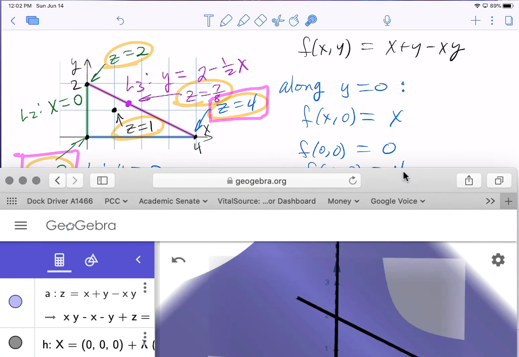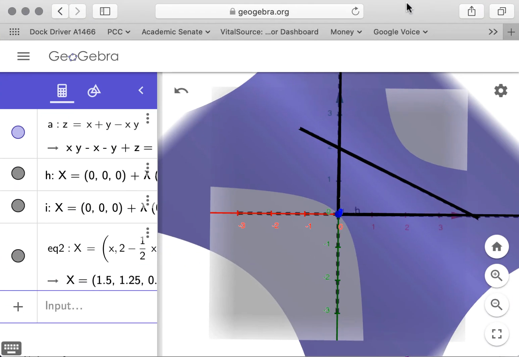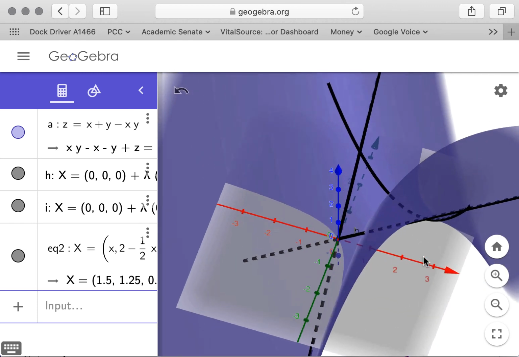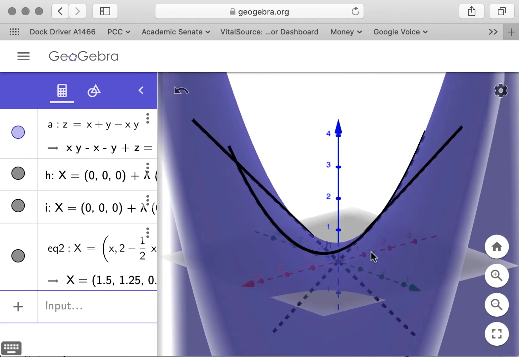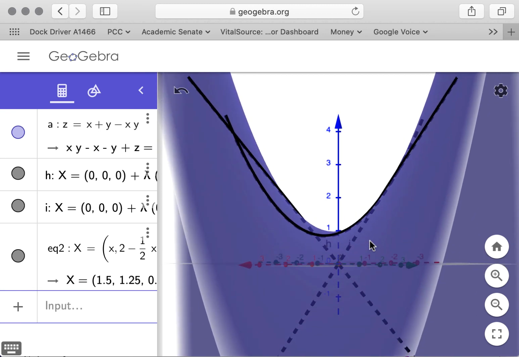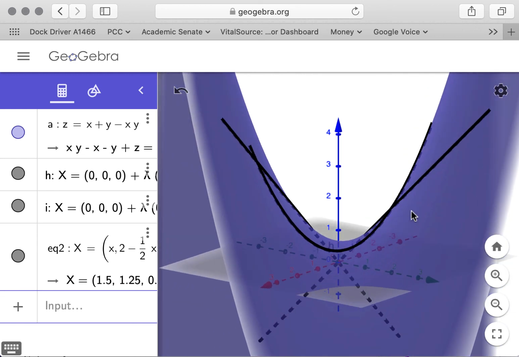To help see what's going on with this, I have graphed this in GeoGebra. Here we have the x-axis, the y-axis, and the hypotenuse of the triangle, which is on the line y equals 2 minus 1/2 x. And I've entered these as curves on the surface. What we can see is there's a smallest z value, and it occurs when x and y are 0, and the z value is 0. There's a largest z value for this region on the surface, and it occurs above the point (4, 0) on the x-axis. It has a value of 4, so the minimum value is 0, the maximum value is 4.